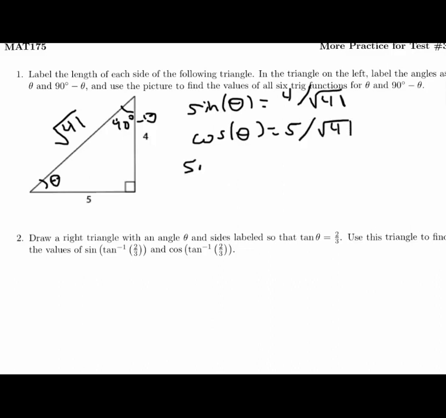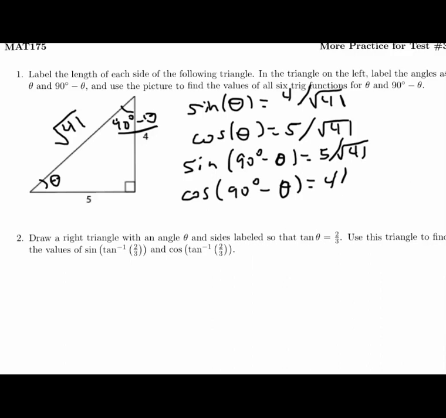If we compare that to the sine and cosine of 90 minus theta, then we see the fundamental property of complementary angles that we've been talking about. If you're focusing on 90 minus theta, then the sine is the opposite over the hypotenuse, which is 5 over the square root of 41. And the cosine of 90 minus theta is the adjacent side, 4 over the square root of 41.